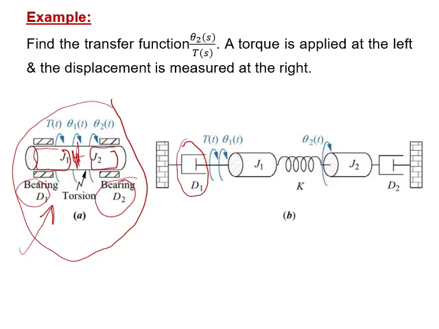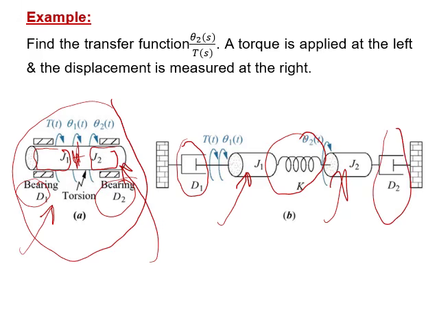So the representation of this phenomenon is that the whole inertia is not going to be taken as one piece. It's going to be split into two pieces. This is one piece and this is the other. And in between them, the torsion is represented by spring K. Now, on the other side, the other bearing is going to be another damper. That's how we can model this kind of system.